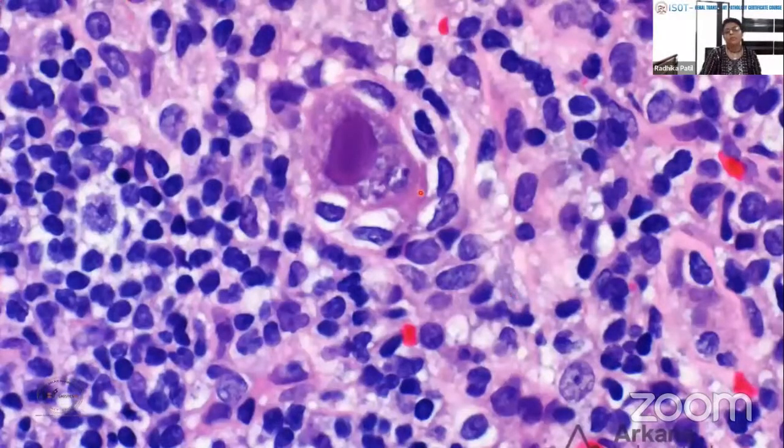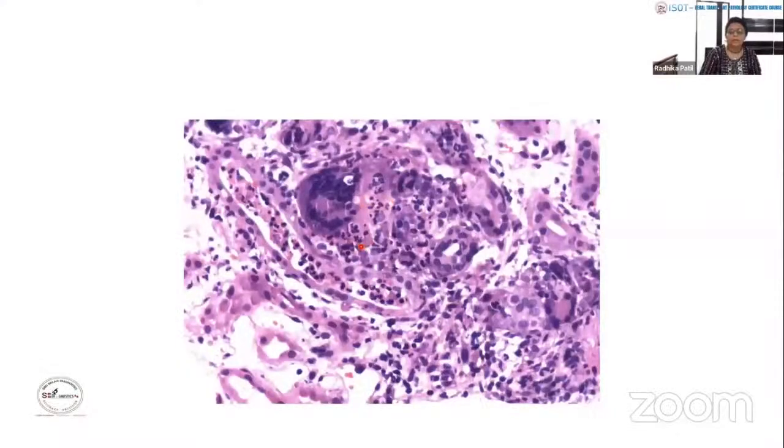Other viral inclusions are seen. This could be intranuclear or cytoplasmic. This is an owl's eye inclusion showing some cytoplasmic granules, characteristic of CMV nephritis. This is an ill-defined non-necrotizing granuloma showing epithelioid cells and some multinucleated giant cells.